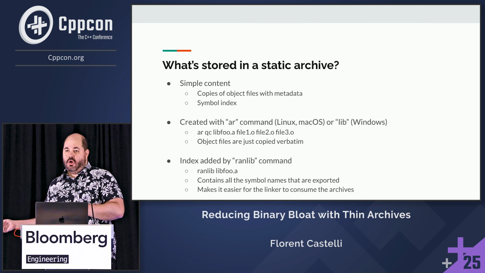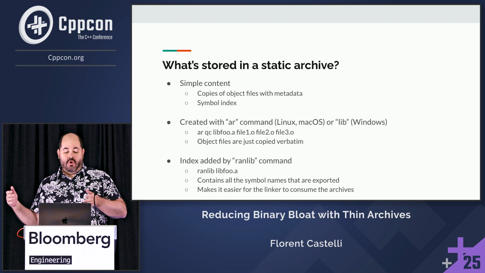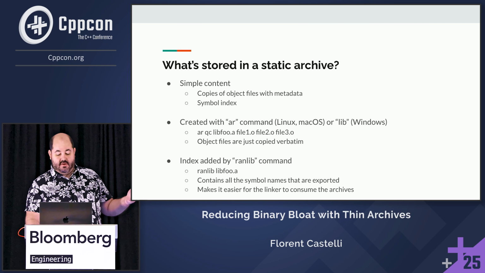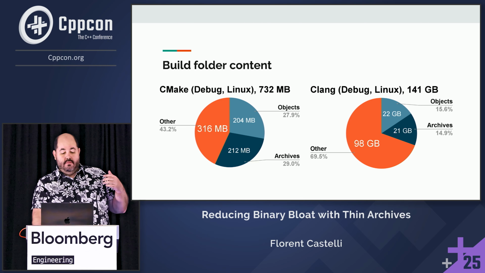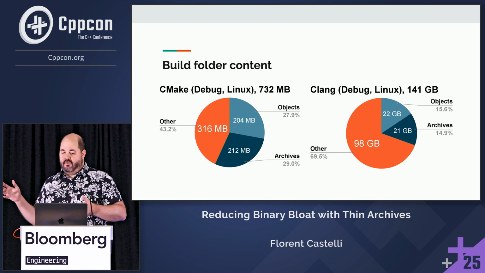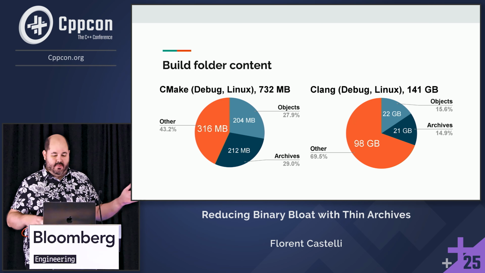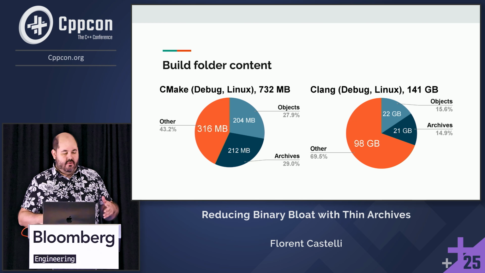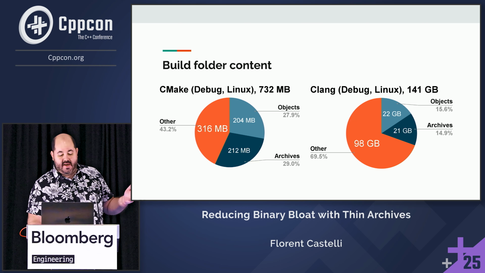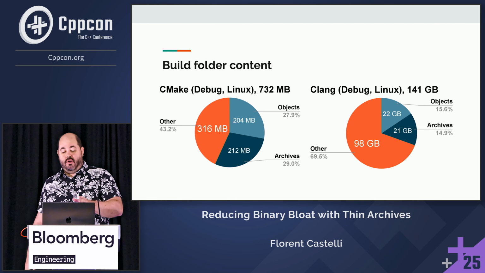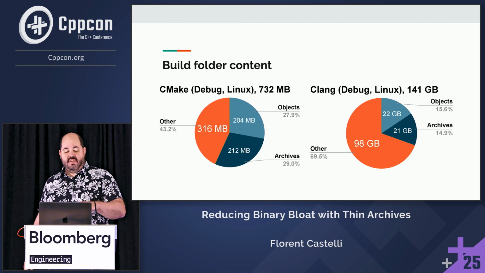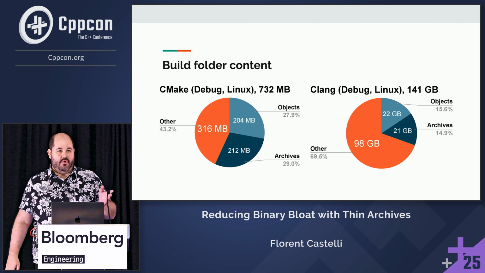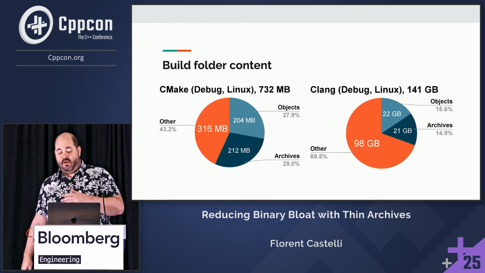And then you can have another command called ranlib that you run on the archive, and that adds the index to make things go fast. So if you look at the build folder content for a few different projects, I took CMake and Clang, both built in debug mode on Linux. You have CMake, which is several hundreds of megabytes, and you have about 200 megabytes of objects, and about the same amount of archives in there. For Clang, you have a little bit over 20 gigabytes of objects and archives.